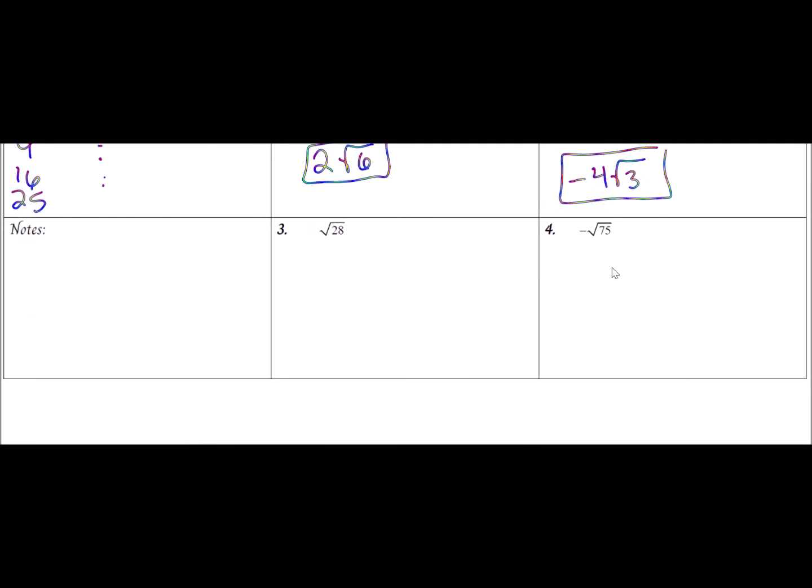All right, moving on to number 3, we're going to continue to practice this. What is the greatest perfect square that you can see going into 28? 4 times 7. 4 is a perfect square. The square root of 4 is 2, so 2 rad 7. And here's our answer. You try the next one.